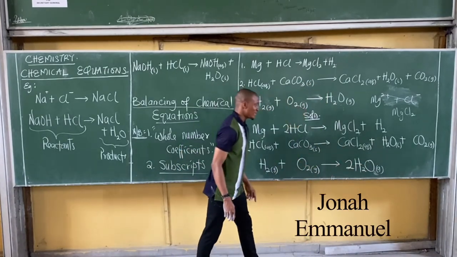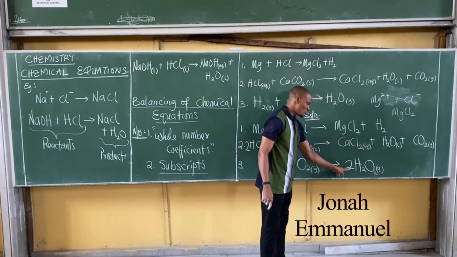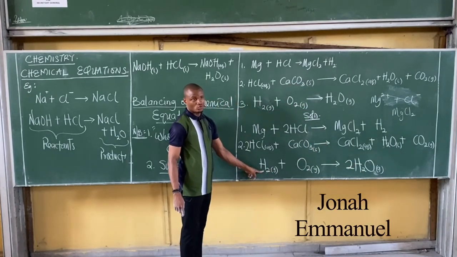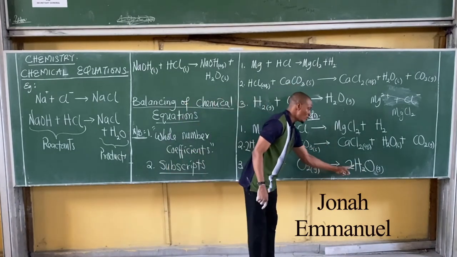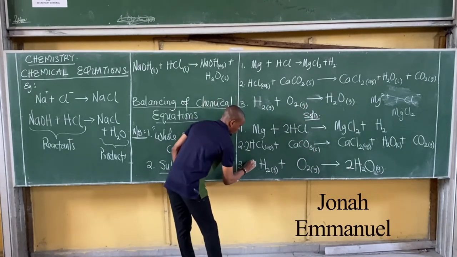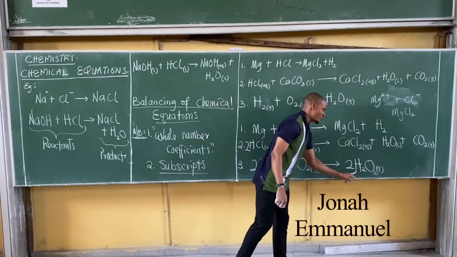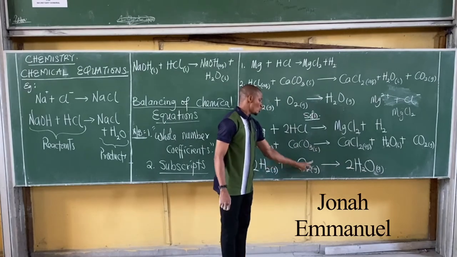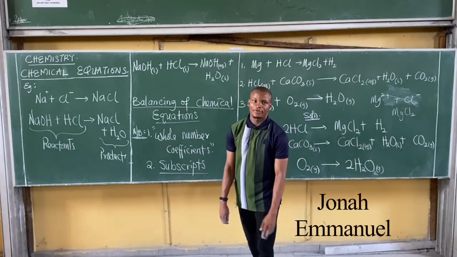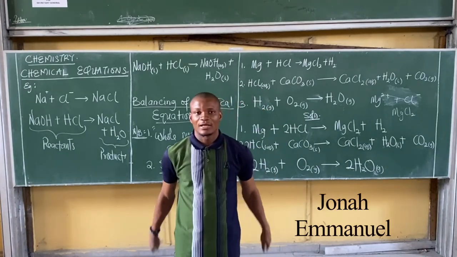Why do you do this now? Observe. At this point now, how many hydrogen do you have here? Four in total. That's two times two. It gives you four hydrogen. Come here. How many hydrogen here? Two. That means I now have more hydrogen here than here. So in that case, put a two here, it gives you 4 hydrogen, 4 hydrogen, 2 times 2, and 2 oxygen, 2 times 1 here, 2 oxygen, and this is balanced. So that's how you balance chemical equations.